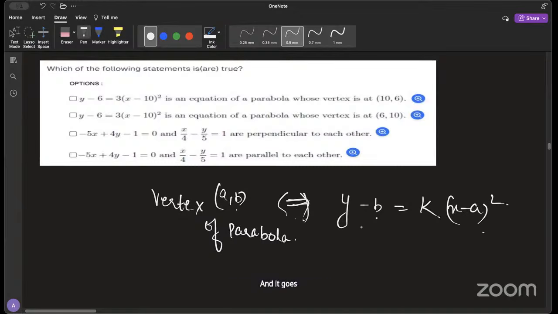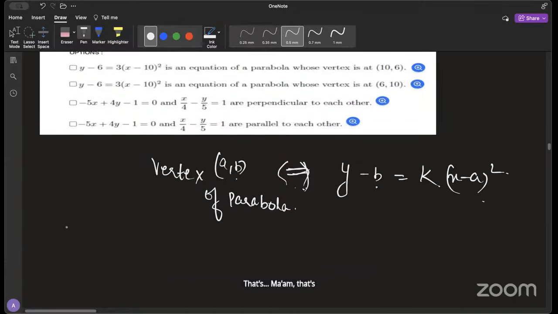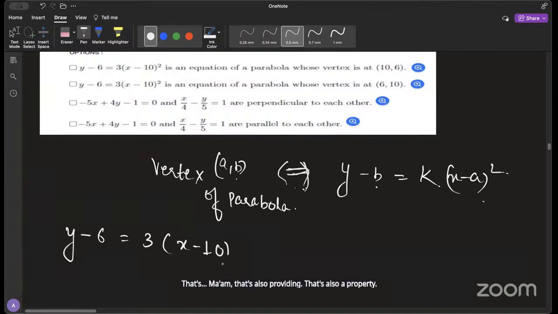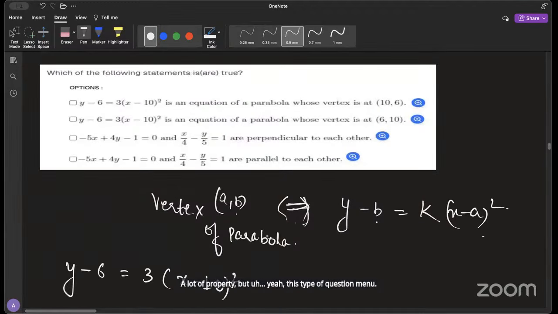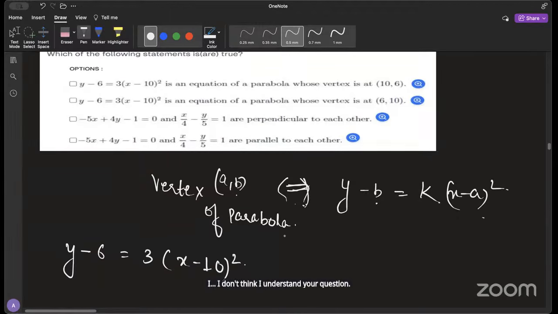And it goes both ways. If this is your equation, then the vertex is this. That's also a property. Not a property, but this type of question comes up. I don't think I understand your question. What's the question?